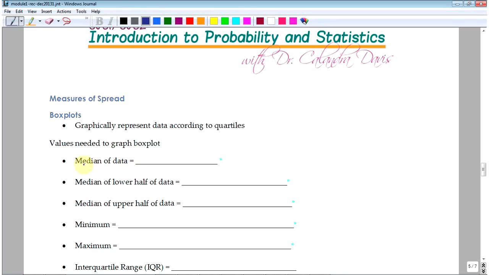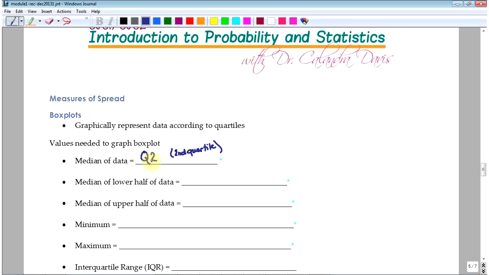So if we have a set of data, the median of the data is going to be your second quartile, which is denoted Q2. At the second quartile, 50% of your data will be less than that value.